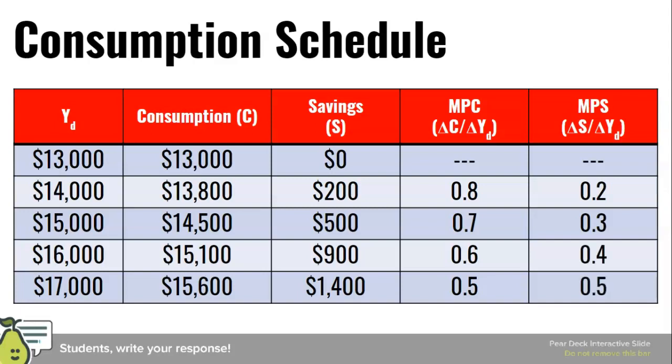Sometimes MPC is assumed to be consistent or constant no matter how much I earn. Sometimes it changes like it is in the table. Either way, you should be able to calculate marginal propensity to consume or marginal propensity to save based on data like what you see in the table.